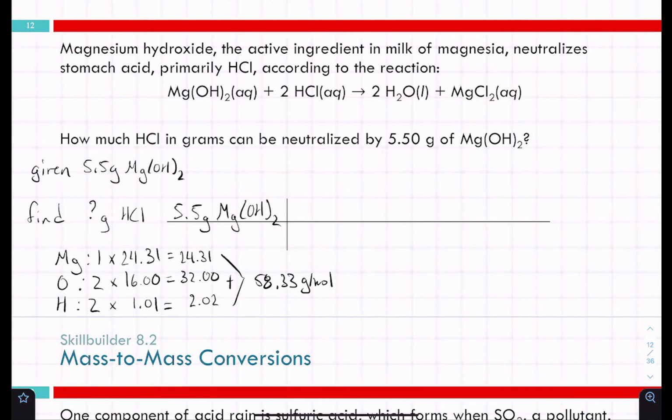And how do I place that? The 58.33, that's grams of magnesium hydroxide. And that is equal to, or the mass of, 1 mole of magnesium hydroxide. Cool. Next step.